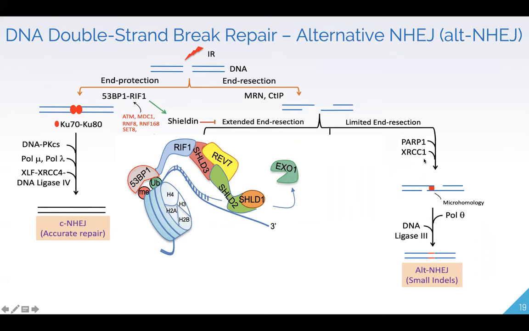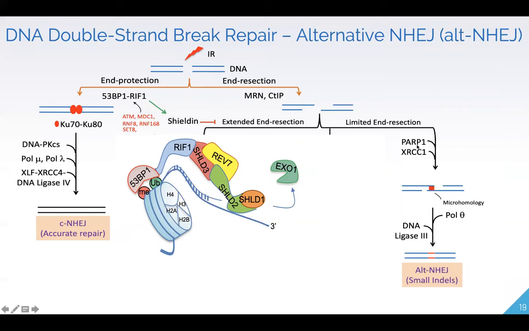The alternative non-homologous end joining pathway is a version of non-homologous end joining that depends on ligating the ends after some limited form of end resection, maybe a few nucleotides on both ends. And then the ligation happens using some form of microhomologies that are flanking the double-strand breaks. And that depends on the activity of PARP1 and XRCC1.